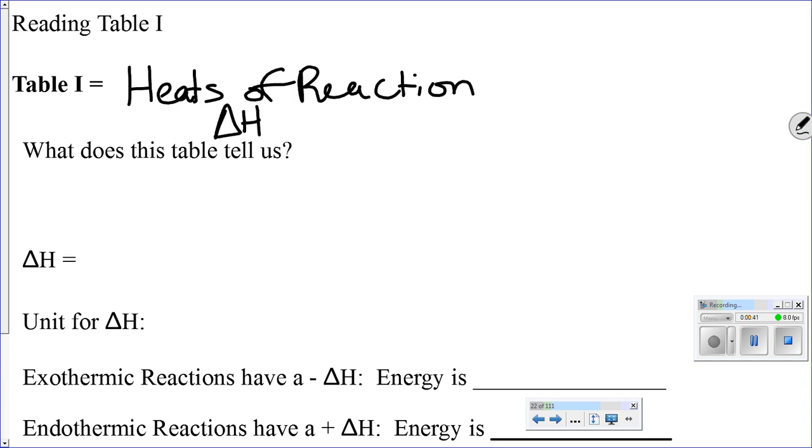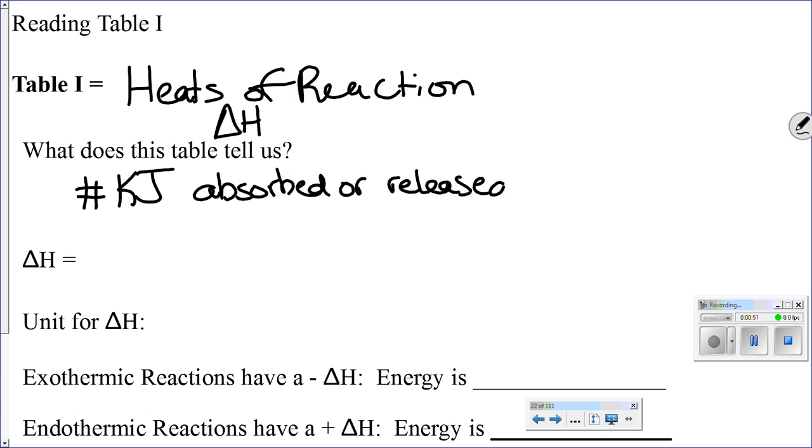What this table tells us is the number of kilojoules absorbed or released by the process being shown. Some of these are physical dissociations, especially the ones toward the bottom. Some of them are actual chemical reactions. And we did calculate this already for potassium bromide. So again, delta H means heat of reaction.